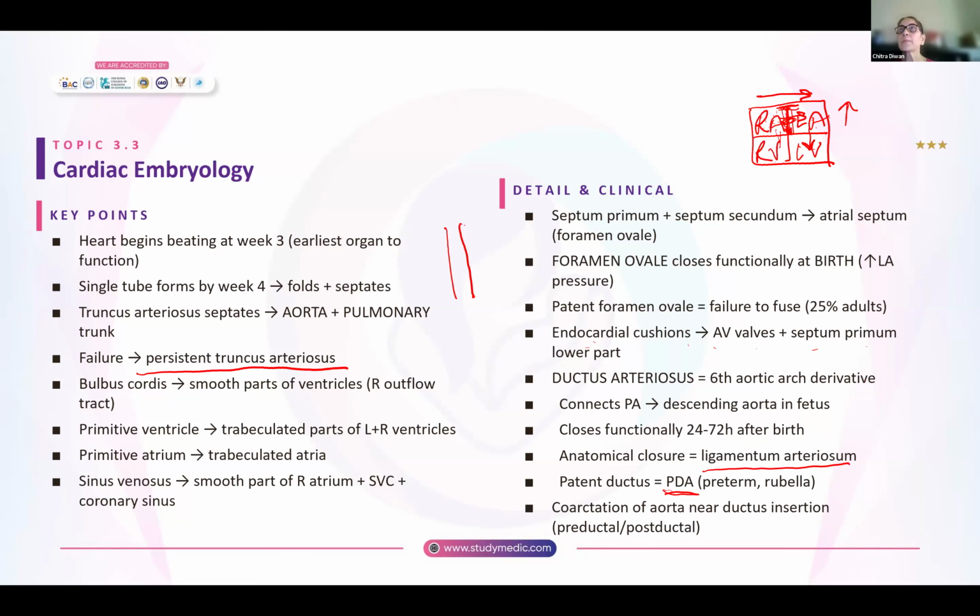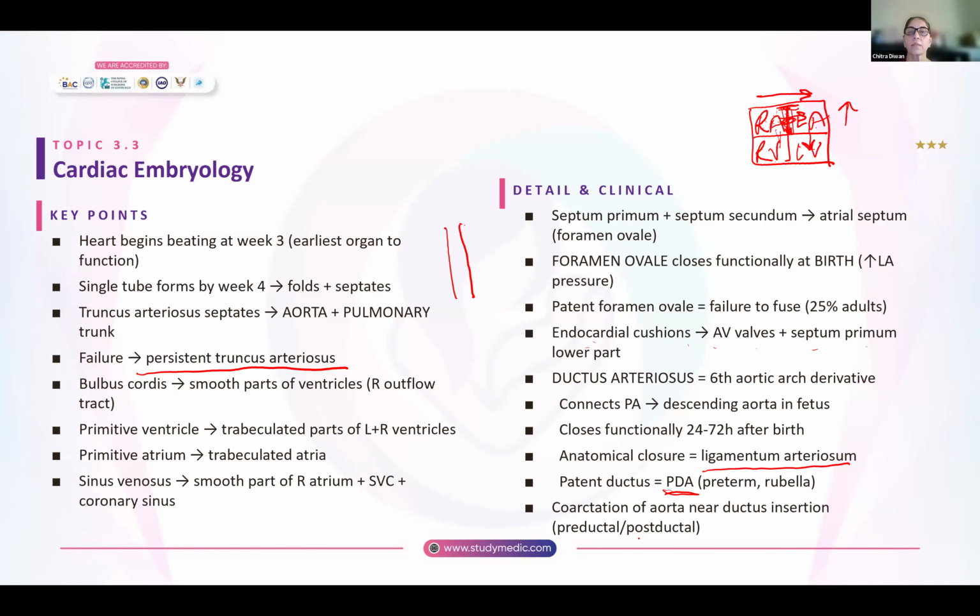So in preterm babies born before term, because this ductus arteriosus is supposed to close at term after the first breath of the baby, whenever you have any preterms, in them you will have a patent ductus arteriosus. Rubella infection is another infective cause where you will have a patent ductus arteriosus. Now, wherever you have coarctation of aorta, or there are defects in the formation of the aorta, you have two types of defects.